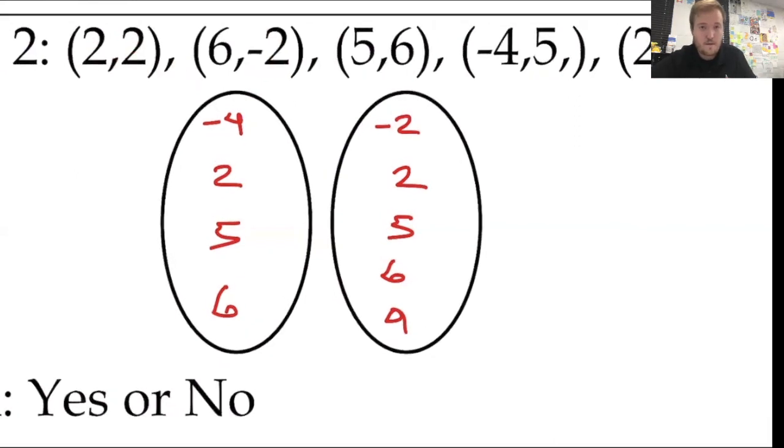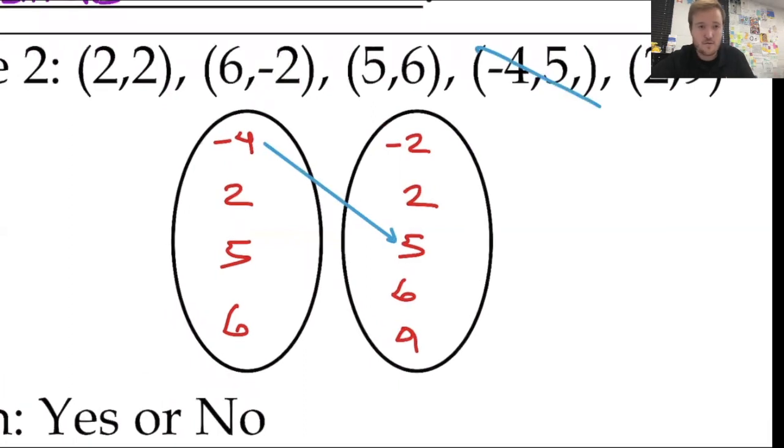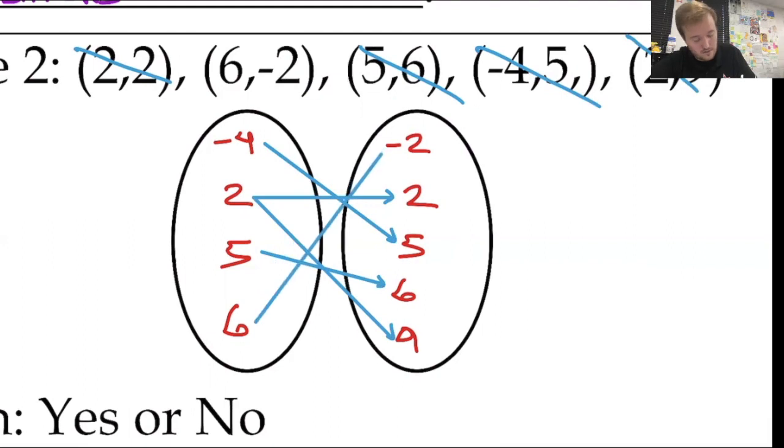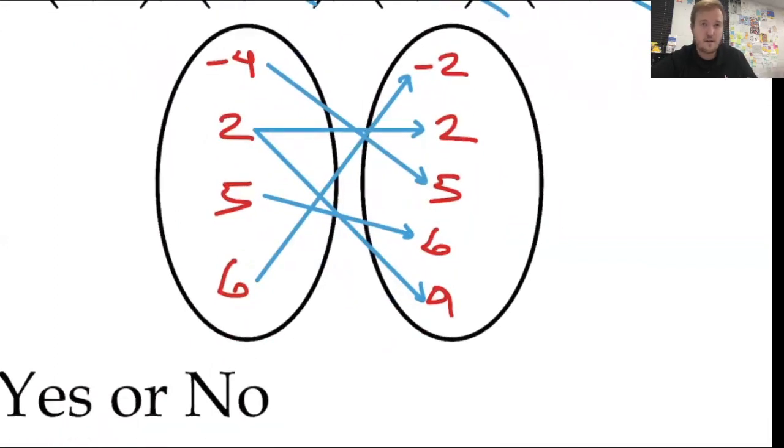All right, so -4, it's going to map to 5. So that coordinate's done. It doesn't really matter where you start or how you do these. So now let's say I'll do 2, 2. So that one's done. So let's knock out 5, 6. That one also goes over here. Done. 2, 9, which goes down there. So that one's done. And then we have 6, -2. I don't know why I went in this order. Everything's fine. Boom.